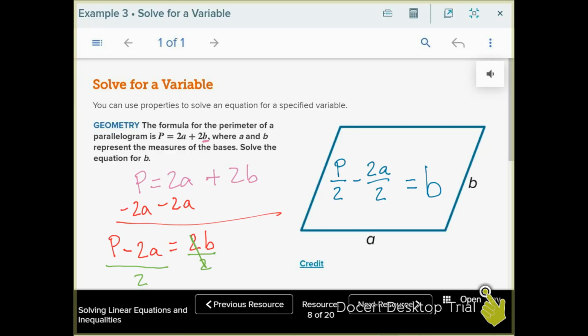Again, when the top has a plus or minus in a fraction, we are allowed to break it into multiple fractions. It is not true, however, if your plus or minus is in the denominator, or the bottom. However, since I don't see any pluses or minuses in the bottom, I'm free to go ahead and separate my fraction. p over 2 cannot be simplified, but I do see that there is a 2 in the top and the bottom of this one. So these 2's would cancel out, and realistically, 2 divided by 2 is 1. This would just be a. So p over 2 minus a is equal to b. We have an equation for b. We've solved for b.